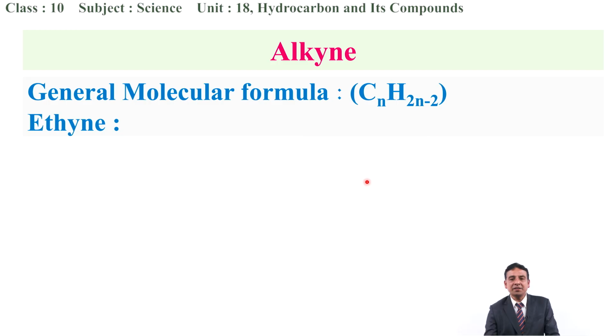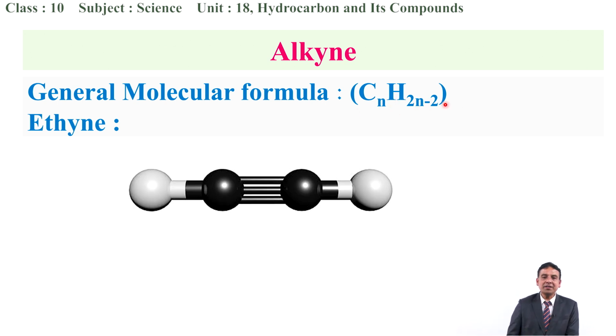Alkynes, in this name you can see YNE. YNE represents that there are 3 bonds between carbon and carbon atoms. The general molecular formula to represent the alkyne is CnH2n minus 2. That means 2 should be subtracted from twice the number of carbon atoms, and that will be the number of hydrogen atoms. So you can see the structure.